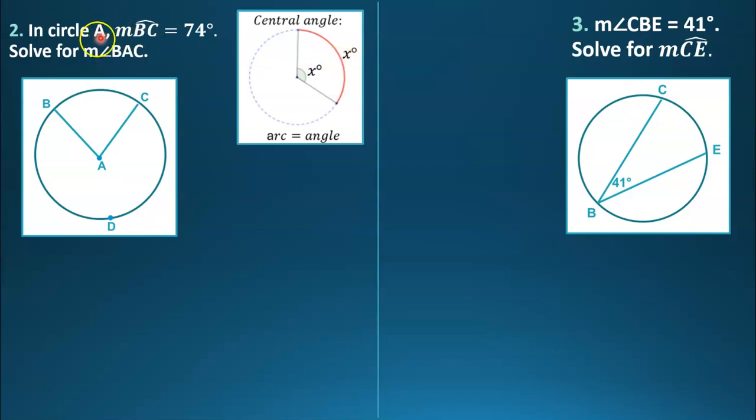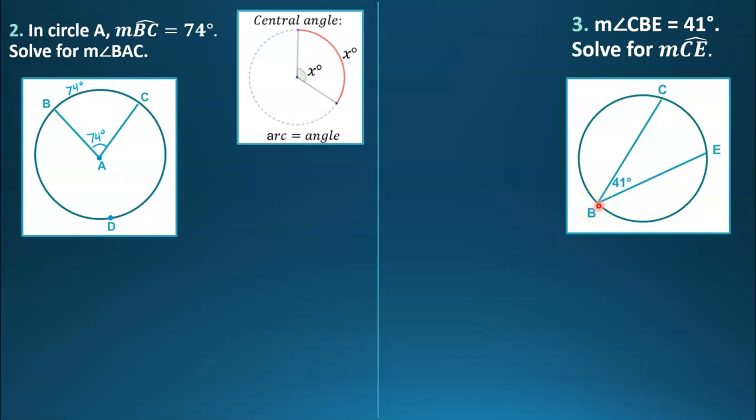So in this problem, we're told in circle A, measure of arc BC is 74 degrees. That's saying this portion of the pizza crust, which is also measured in degrees, just as we measure angles in degrees, at 74, wants us to solve for this. Well, they're just going to have exactly the same measure. Now, slightly different relationship over here. Here we've got measure of angle CBE is given to us as 41 degrees, and we want the measure of arc CE.